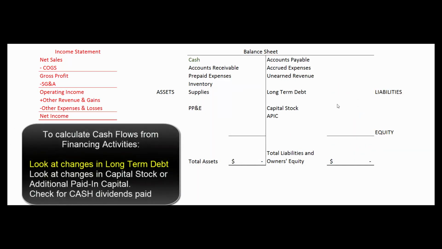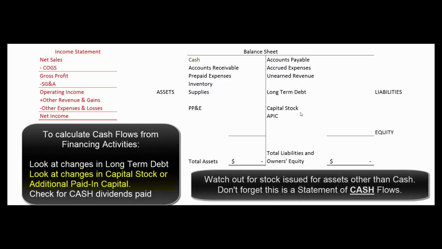And for financing activities, we'll look at the change in long-term debt, change in capital stock, change in additional paid-in capital, and we'll check to see if we've written any checks for cash dividends over the course of the year.